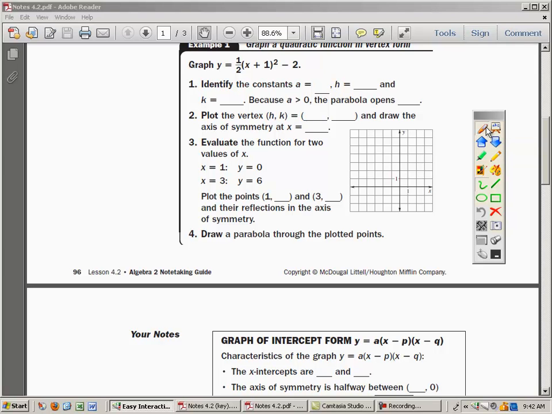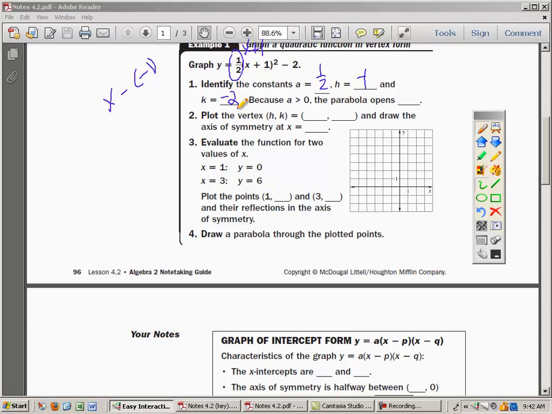The first key piece of this equation is we're going to identify the constants. A, in this case, is 1/2. The h in here, remember, this says x plus 1, and so to make it say minus, like the previous formula, it should say x minus a negative 1. And so h in this case is negative 1, and k is equal to negative 2.